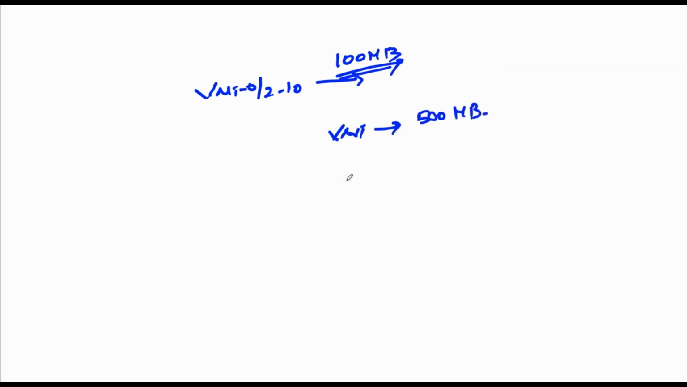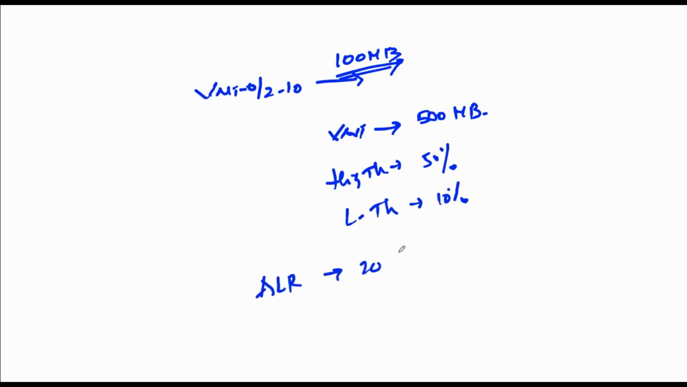The percentage change is nothing but the value of the ALR. For example, I have a VNI 0/2.10 interface. I mentioned the shaping value as 100 MB here. At the physical interface level, I have mentioned the bandwidth is 500 MB. The high threshold we mentioned as 50%. The low threshold we mentioned as 10%. The ALR value we mentioned as 200 MB. So just ignore this configuration step.